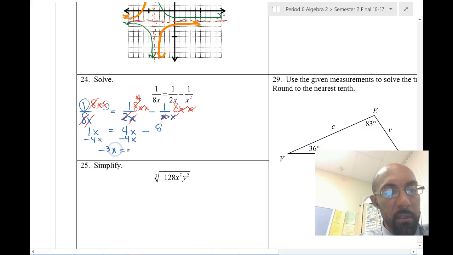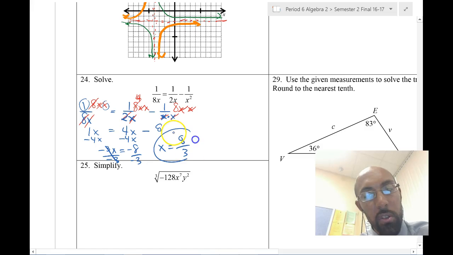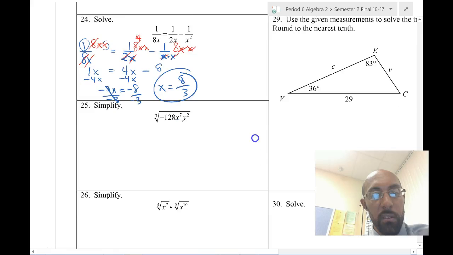Negative 3x equals negative 8. Divide by negative 3. Positive over a negative gives us a positive 8 over 3. Okay, and there's our solution. Find the one in the choices on multiple choice.